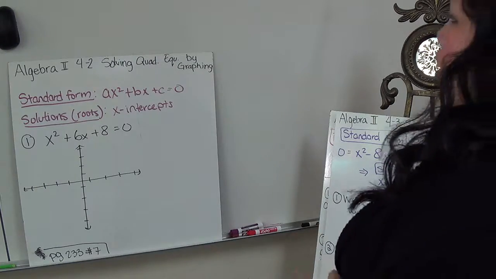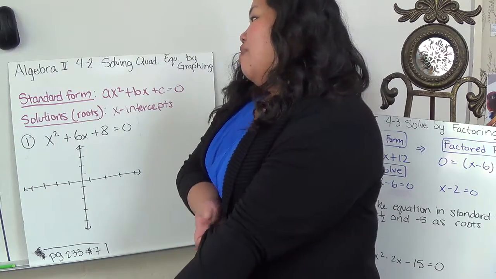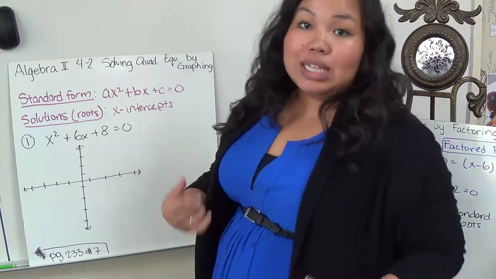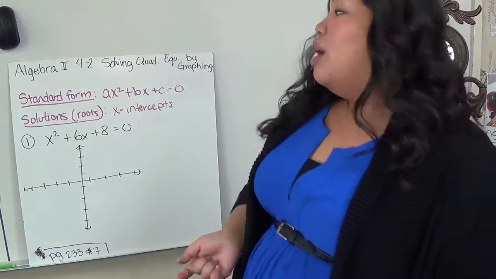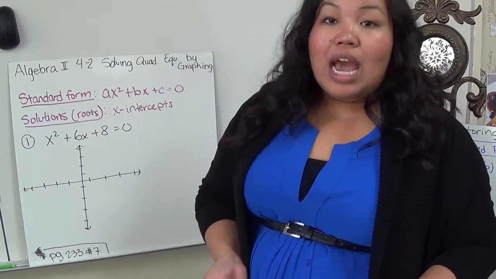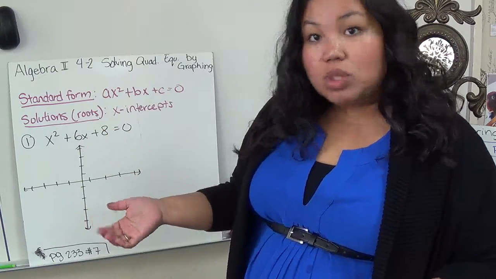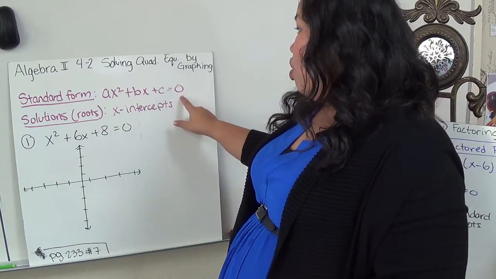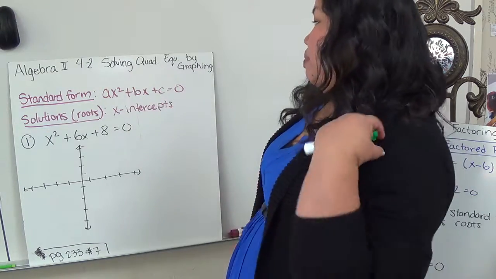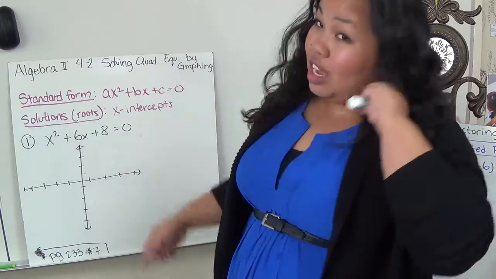In Algebra 2, Section 4.2, we're dealing with solving quadratic equations by graphing. So basically, we're doing the same thing we did last section, but this time we're looking for the solution. And the solution for a quadratic equation is basically the x-intercept. So when y is 0, what is x? Okay? It's not as easy as finding a line because we're dealing with both x and x squared.